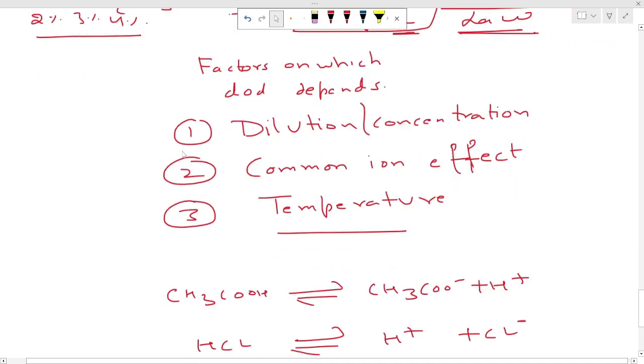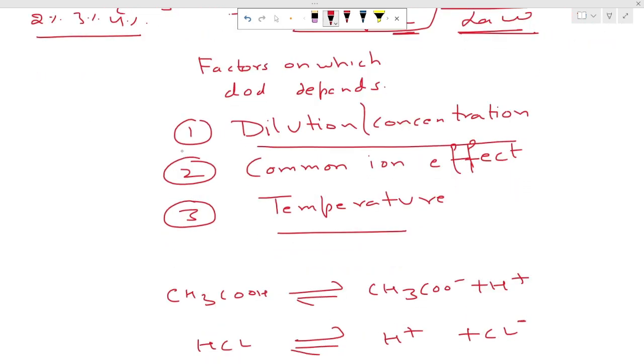Now, if we see what are the factors on which degree of dissociation depends, first is dilution or concentration. As I already told you, that is Ostwald dilution law. As you increase the dilution of the solution, the dissociation of the weak acid in the solution increases. So the degree of dissociation is directly proportional to the root of dilution, and inversely proportional to the root of concentration.